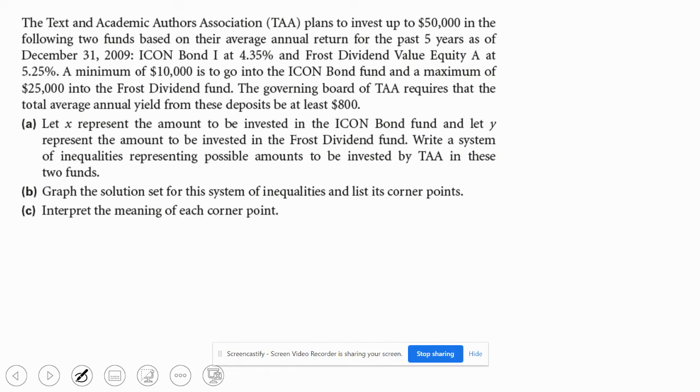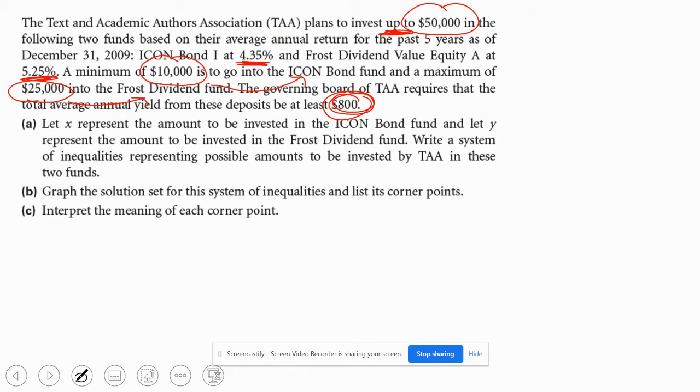Okay, this one's got a lot of words. So we have all of this stuff. They're going to invest money. They're going to invest up to 50,000. So up to means no more than 50,000, based on their average returns for the past 5 years. So one of them gets 4.35% and one of them gets 5.25%. It says a minimum of 10,000 is to go into the Icon fund, and a maximum of 25,000 into the Frost dividend. So we want some kind of combination that we end up with $800 in deposits or in interest.